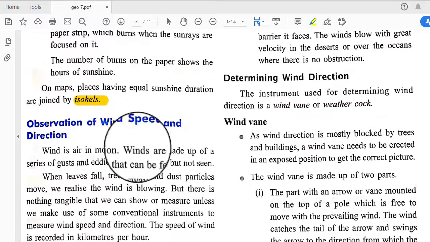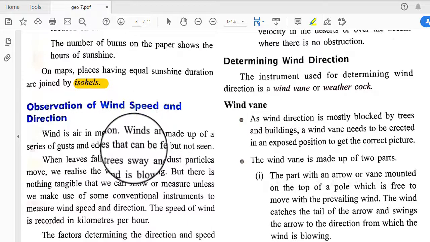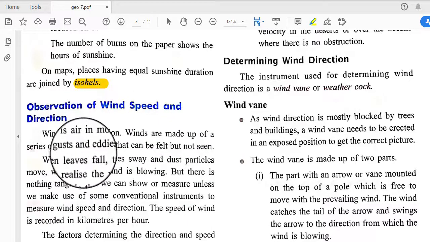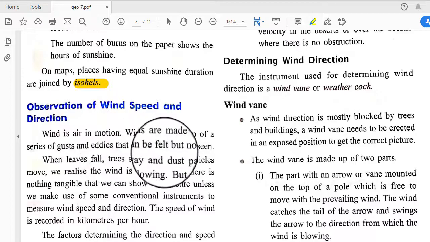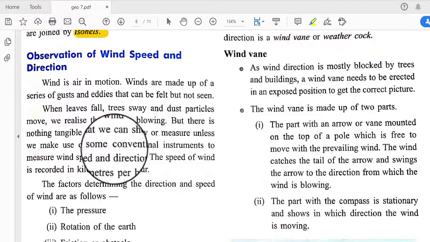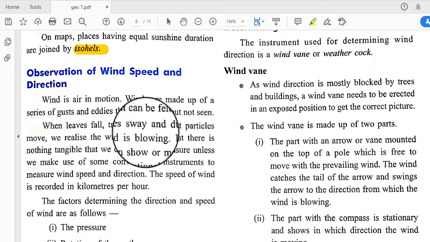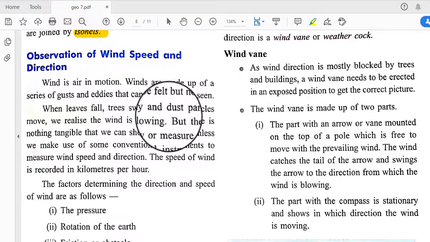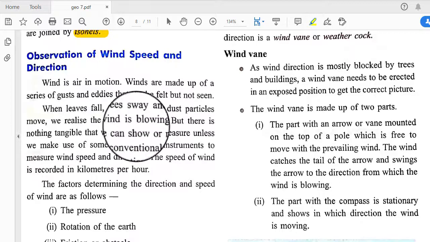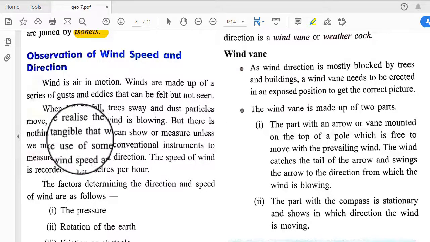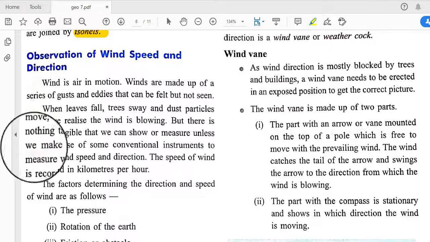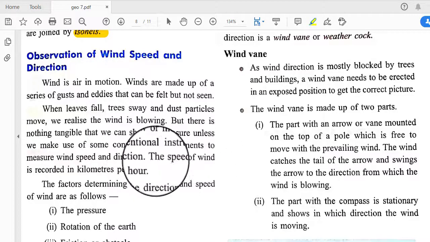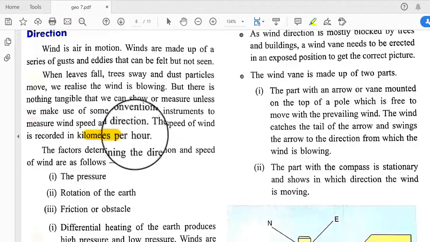Observation of wind speed and direction. Wind is air in motion. Winds are made up of a series of gusts and eddies that can be felt but not seen. So we cannot see but we can feel the speed of wind. When leaves fall, trees sway and dust particles move, we realize the wind is blowing, but there is nothing tangible that we can show or measure unless we make use of some conventional instrument to measure wind speed and direction. The speed of wind is recorded in kilometers per hour.